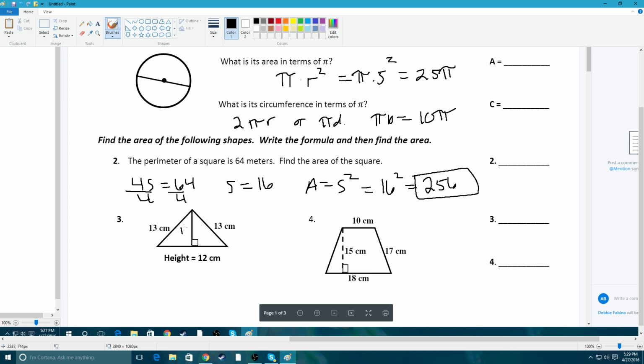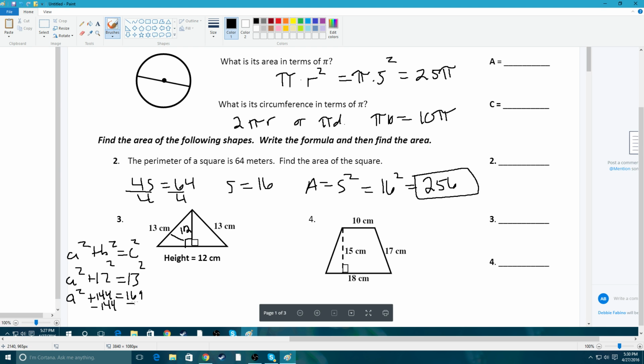So if this is 13, that means this height right here is 12, and we don't know what the base is. But because we have a right triangle, we can use Pythagorean theorem. A squared plus b squared equals c squared. Okay. 13 goes in the c spot because it's opposite the right angle. That is, without a doubt, the longest side. B squared can be the height, so we'll say that's 12 squared, and we don't know what the base is yet. So you get a squared plus 144 equals 169.